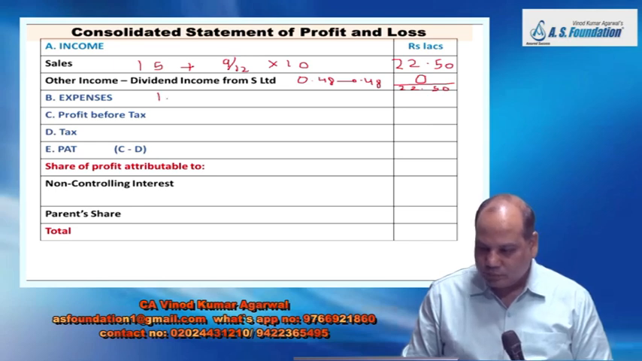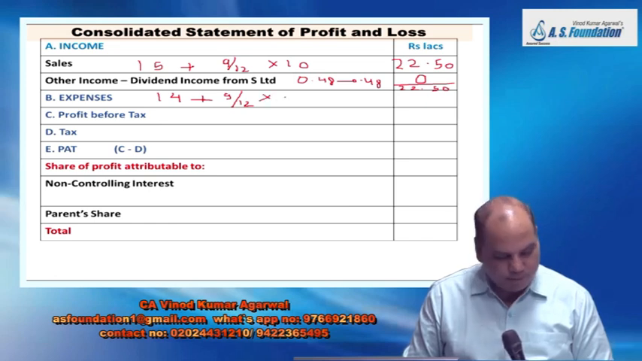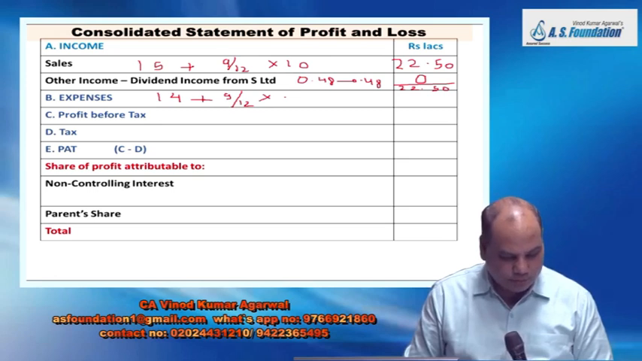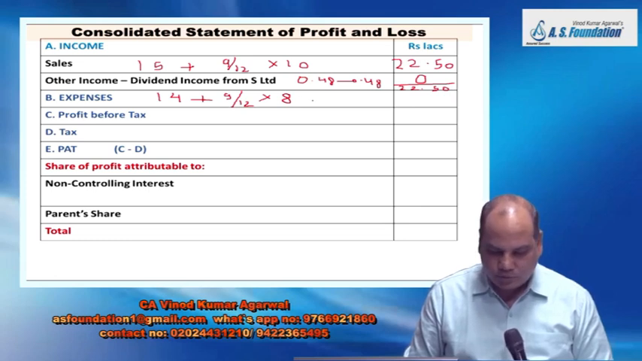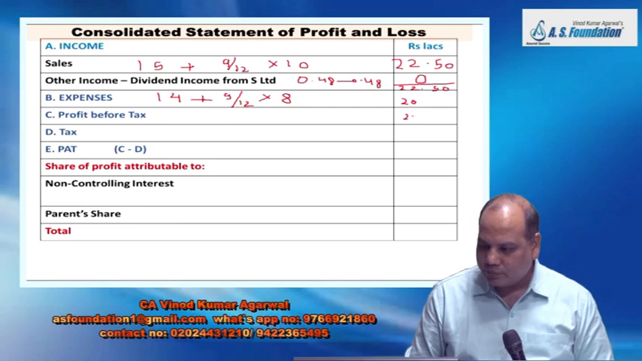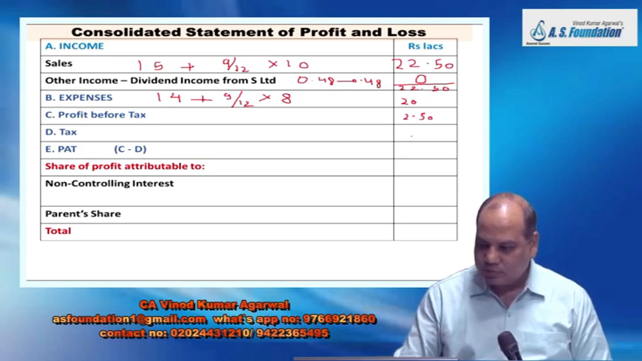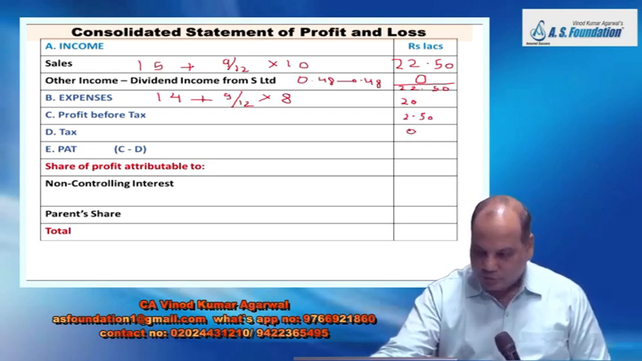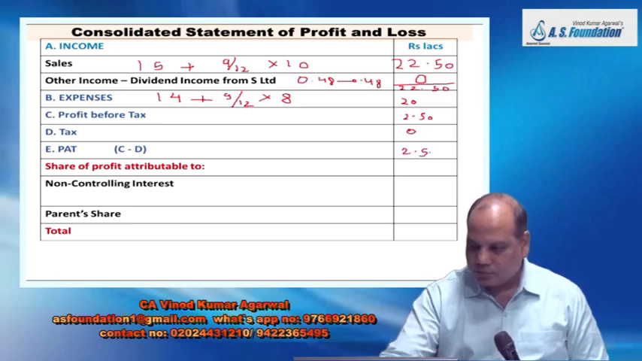Come to expenses. Same thing in expenses also. 14 plus 9 by 12 into how much is that? 8. So how much it comes to? 20. So profit before tax 2.50. Do we have tax in this problem? No. So profit after tax 2.5.